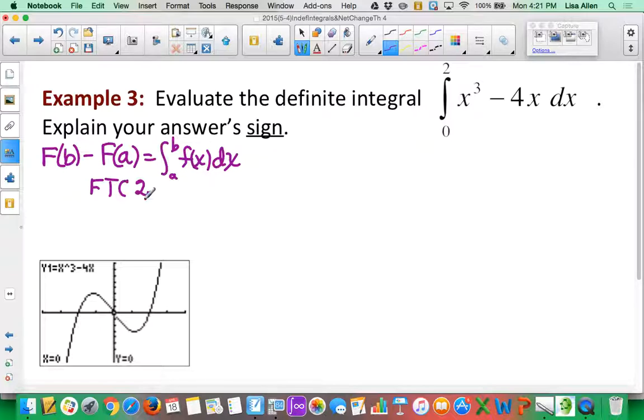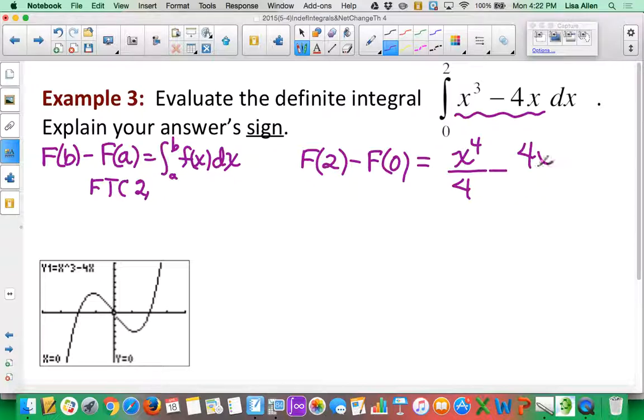So what you have here is F of 2 minus F of 0. Some antiderivative evaluated at 2 and that same antiderivative evaluated at 0 is equal to this integral. So we take the antiderivative of x cubed minus 4x, and that gives us x to the 4th over 4, minus 4x squared over 2, and then we put a bracket on, and we say we evaluate that from x equals 0 to 2. So we get the following.